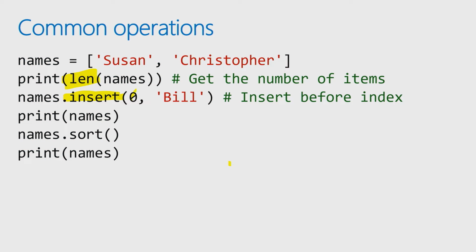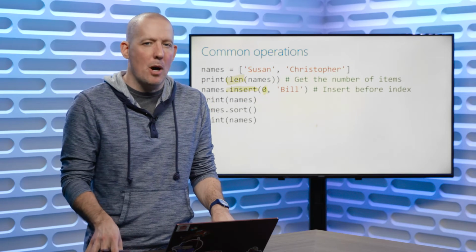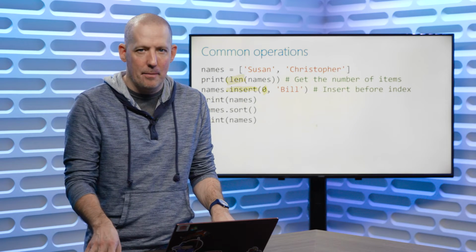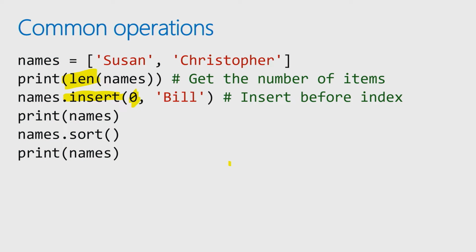With insert, we specify the index that we want to put this in front of. Because we're specifying 0, it's going to wind up going at the very beginning. So we'll go ahead and print that out. And what we'll wind up noticing there is we'll get Bill, Susan, and Christopher.